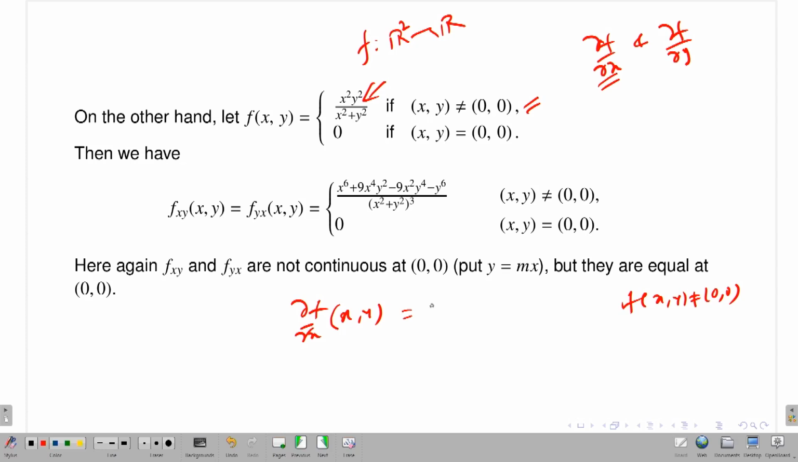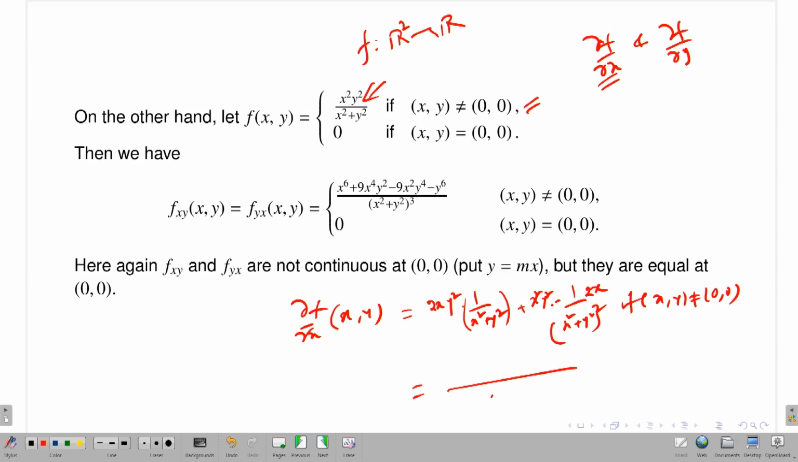So, this should be like 2xy square times 1 by x square plus y square. Okay. So, this is 1 plus x square y square, and then you have to take the derivative of 1 by x square plus y square with respect to x variable. That means minus 1 by x square plus y square whole square, and then it should be 2x. Correct? You can calculate it, not an issue.